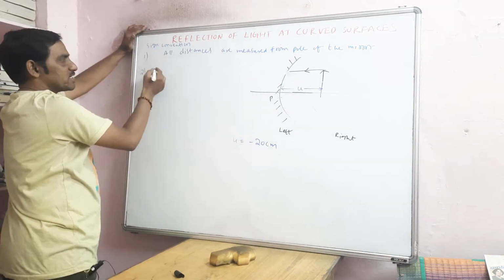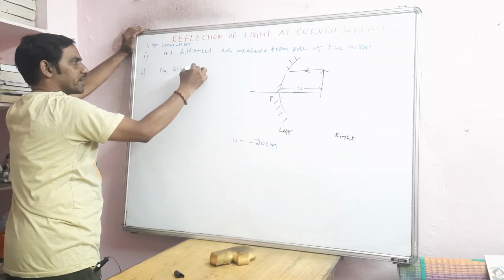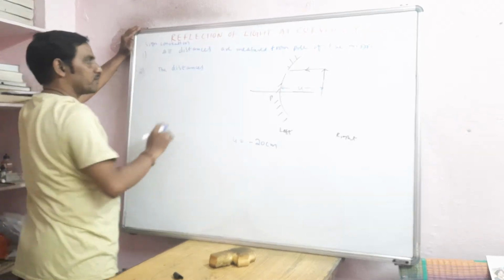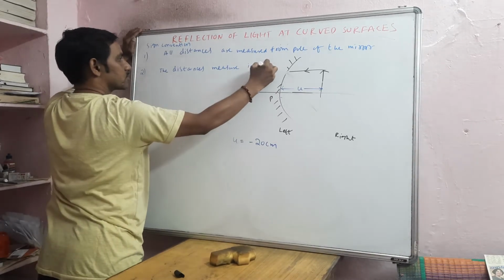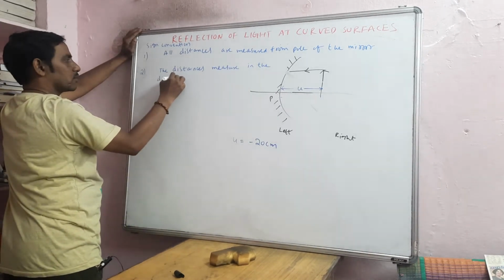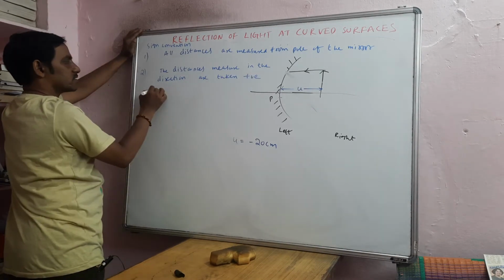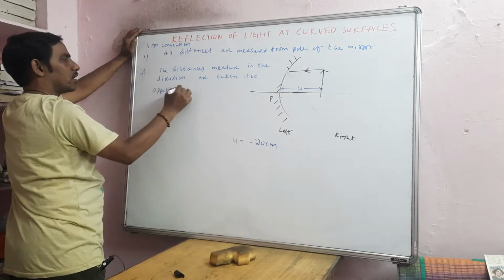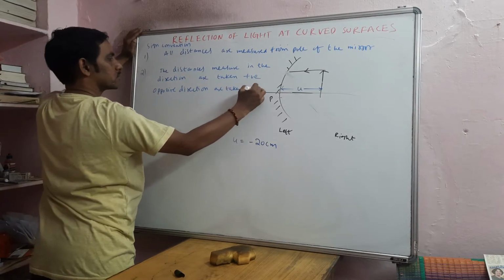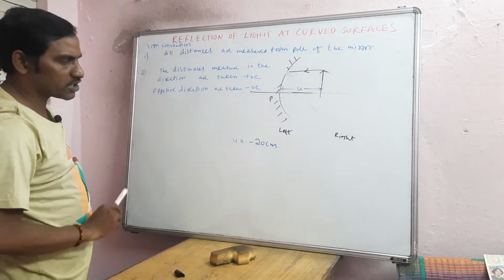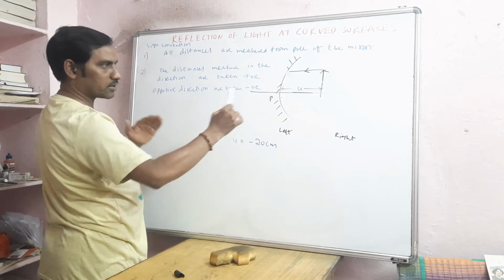Second, the distances measured opposite to the direction of the light ray are taken negative, and distances measured in the same direction are positive. So distances measured in the direction of the light ray are taken positive, whereas distances measured in the opposite direction are taken negative. That is the reason you should always remember U will generally be negative, because you measure opposite to the direction of the light ray.